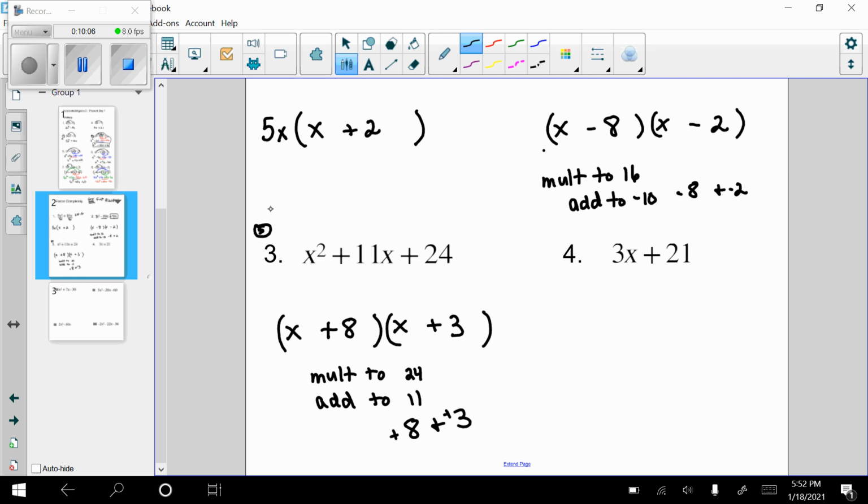So here I just have a binomial on number 4. So I know I'm not going to have 2 sets of parentheses like I did on number 3 and number 2. So here I'm just looking for my GCF, which is going to be 3. If I divide both of these terms by 3, I end up with x plus 7. That one, if you look back, matches up with number 2, I believe.